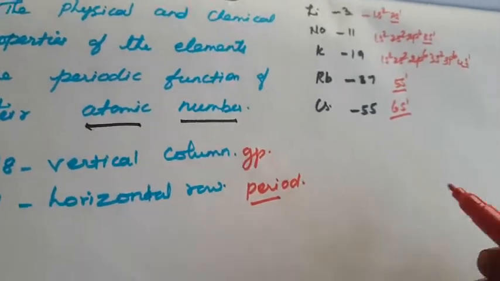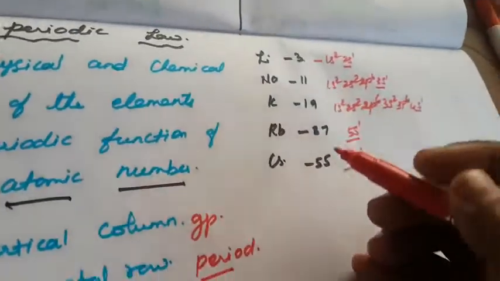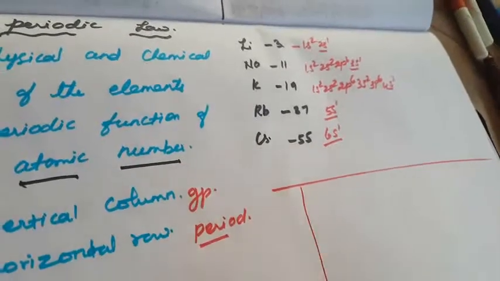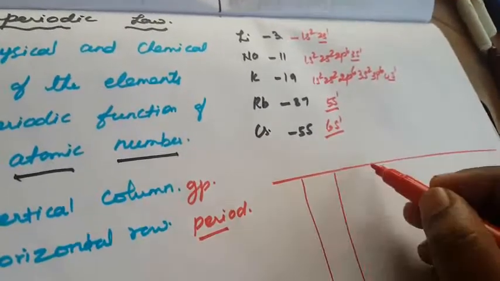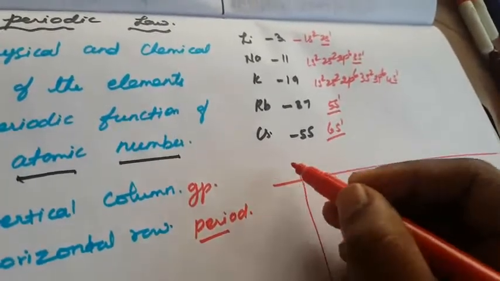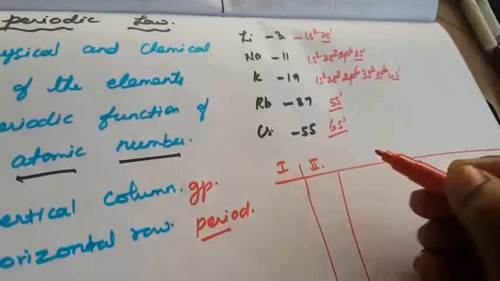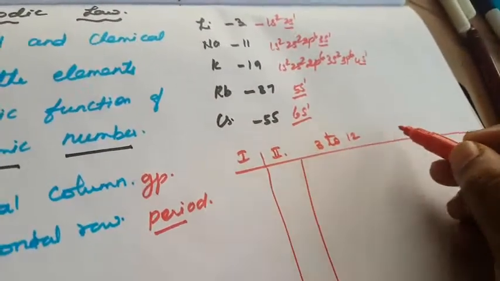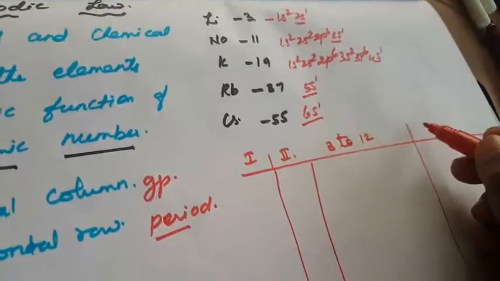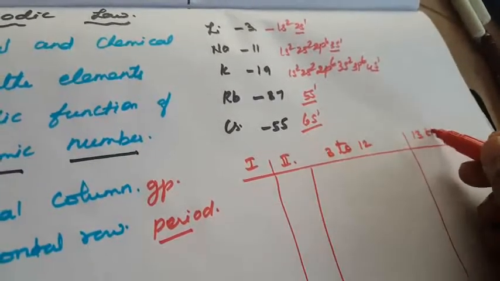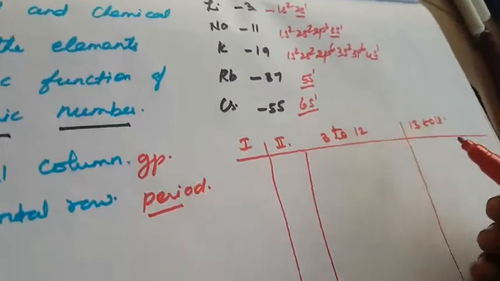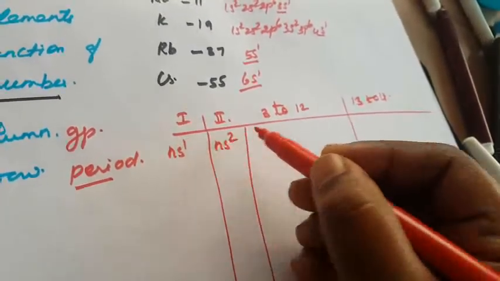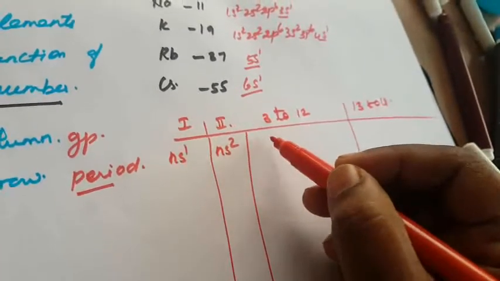In each part of the periodic table, look at the electronic configuration, so I am writing here. That is first group, second group, then 3 to 12, and then the 13th to 18th groups. The first group has ns1 electronic configuration, and the second group has ns2.